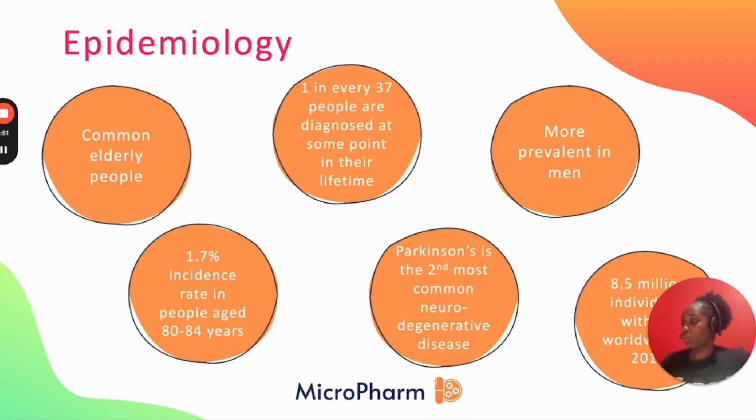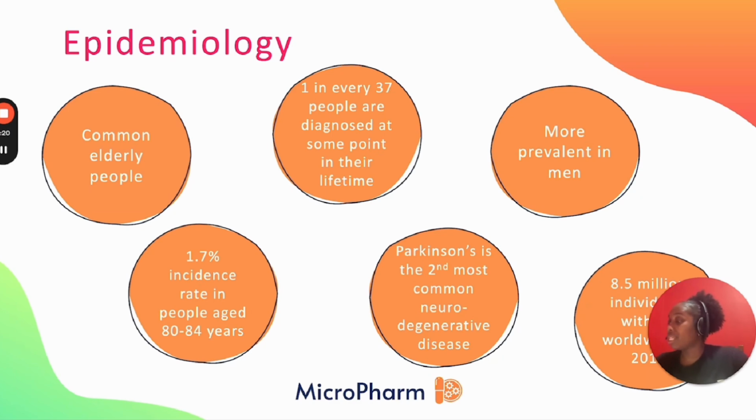So just a brief background into the epidemiology of Parkinson's disease. It's more common in the elderly. There's a 1.7% incidence rate in people aged 80 to 84 years, as you would expect, based on what I've just said. By 2025, the estimated prevalence of Parkinson's disease is expected to increase by about 23% because of the aging population and the fact that the population is growing.